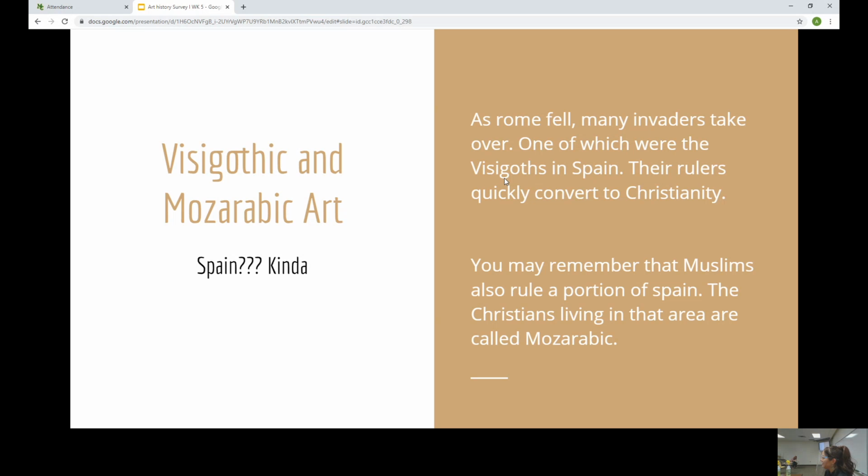It's a fun name that I've never heard before. To be honest, I hadn't heard of them. This is a new one. But yes, it's more Christian art. Thinking that it is inside of a Muslim region, it is probably going to be pretty heavily influenced by that.